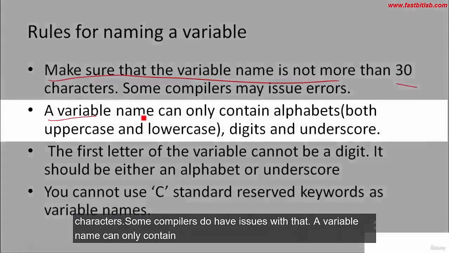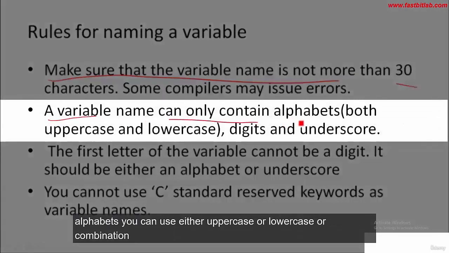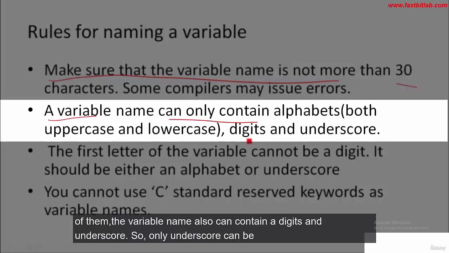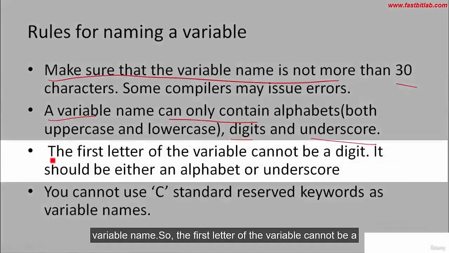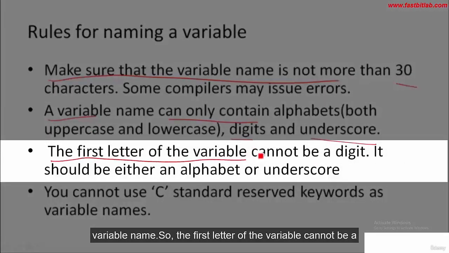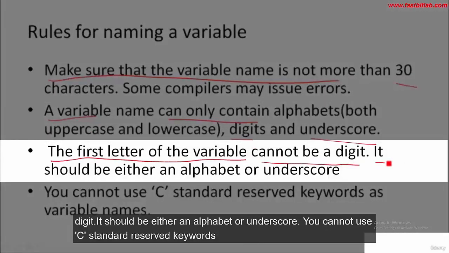A variable name can only contain alphabets. You can use either uppercase or lowercase or a combination of them. The variable name also can contain digits and underscore. So only underscore can be used as a special character. No other special characters are allowed while writing a variable name. The first letter of the variable cannot be a digit. It should be either an alphabet or underscore.